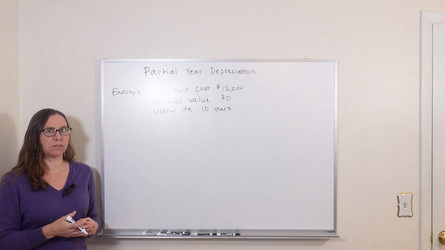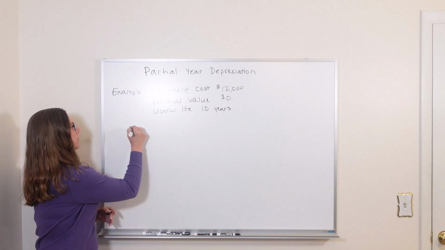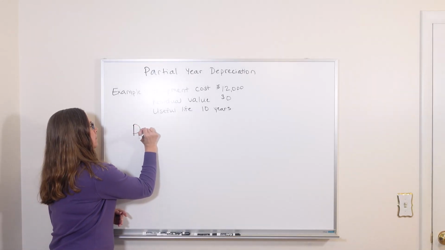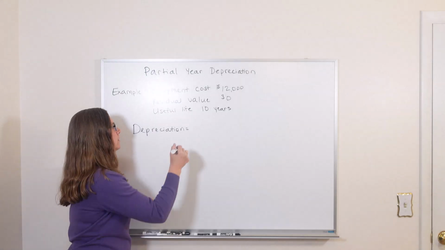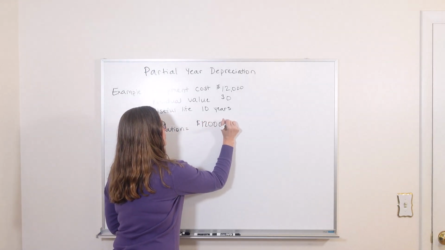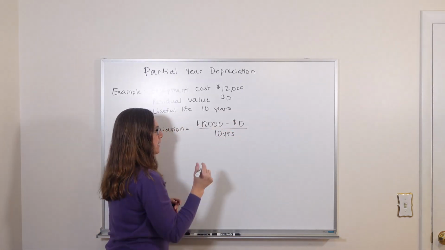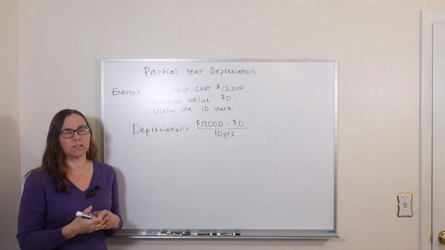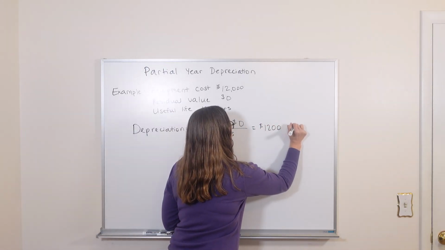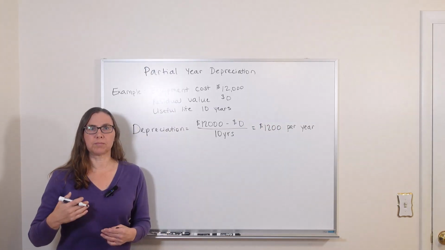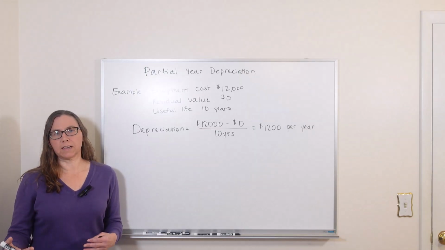Okay, so if you're using straight line depreciation, the first thing you would want to do is calculate depreciation for the full year. So you would use the formula, cost minus residual value divided by useful life. So $12,000 minus zero residual value divided by 10 years. And that's going to give you a yearly depreciation of $1,200 per year. So every year for 10 years, they would depreciate this asset for $1,200. And they would typically record the depreciation at the end of the year.